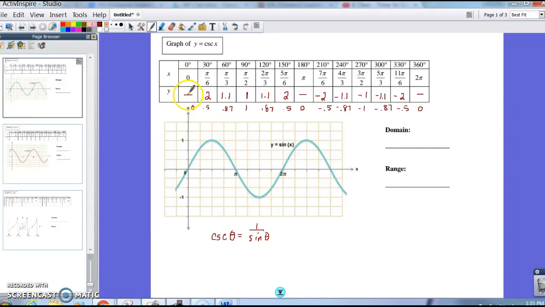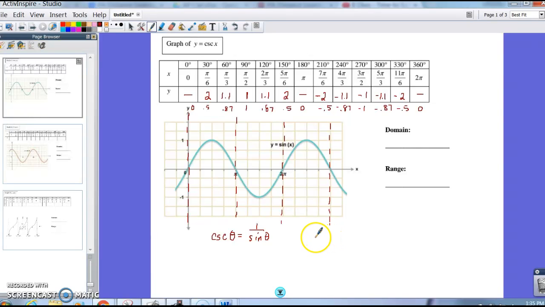Because it's undefined at 0, at pi, and at 2 pi, I can draw in asymptotes. If you remember, you have a vertical asymptote whenever your denominator is equal to 0. We did that last semester when we were talking about rational functions. I'll do it out here too, just so you can see the pattern. So I know I have vertical asymptotes wherever the sine curve crosses the x-axis. The cosecant curve will have vertical asymptotes.